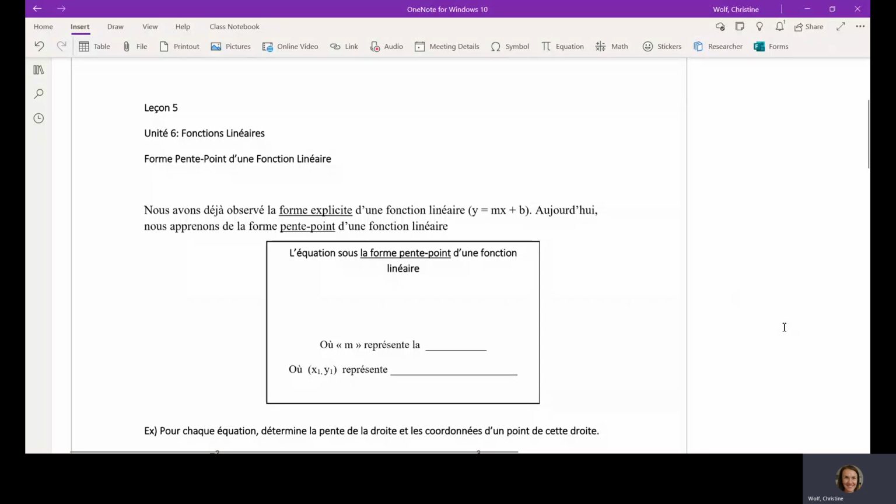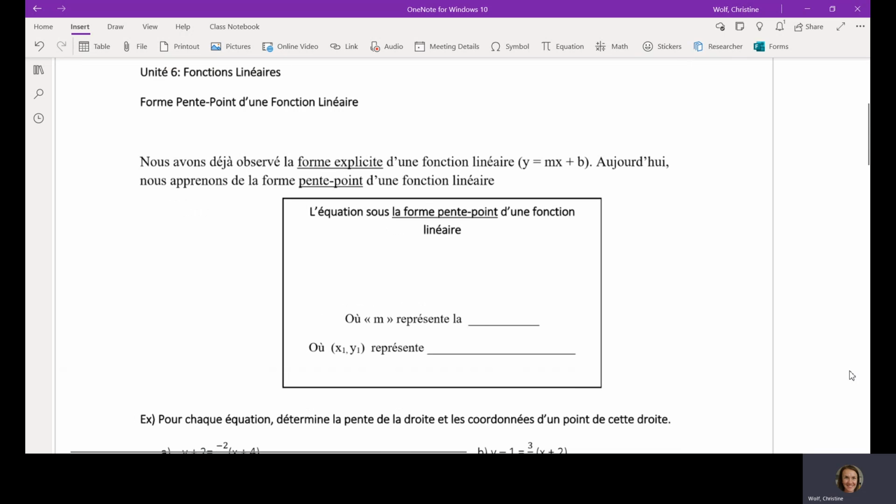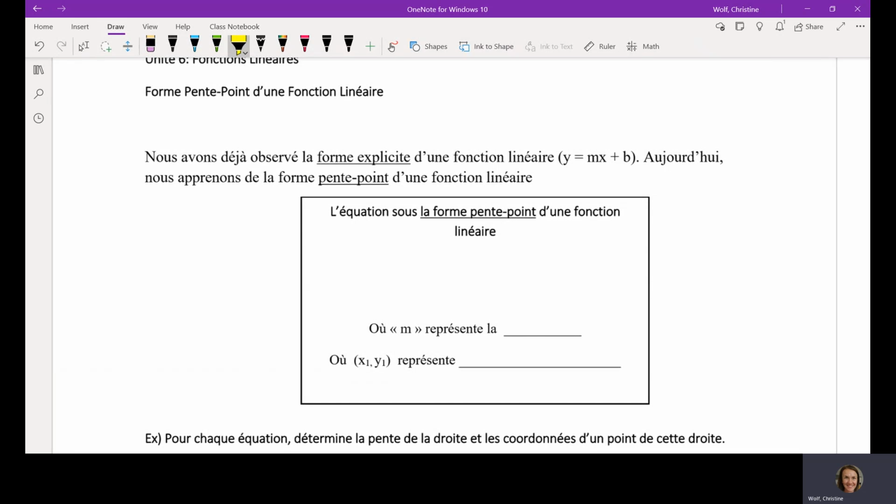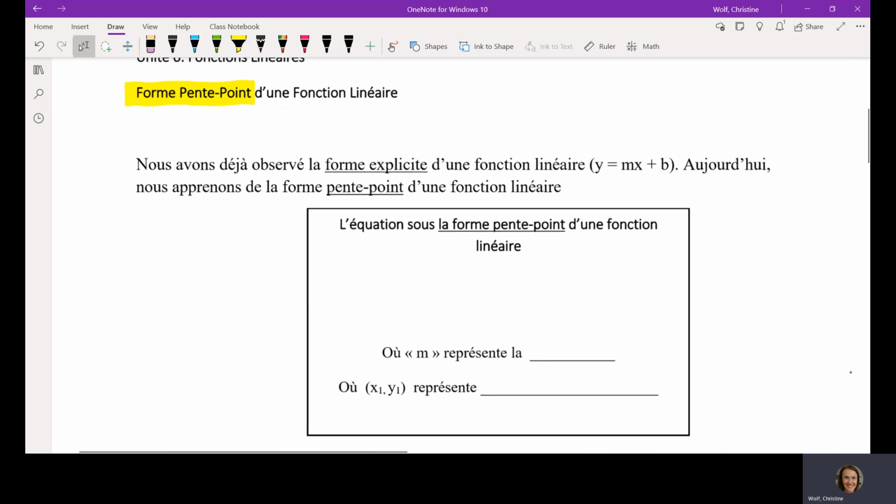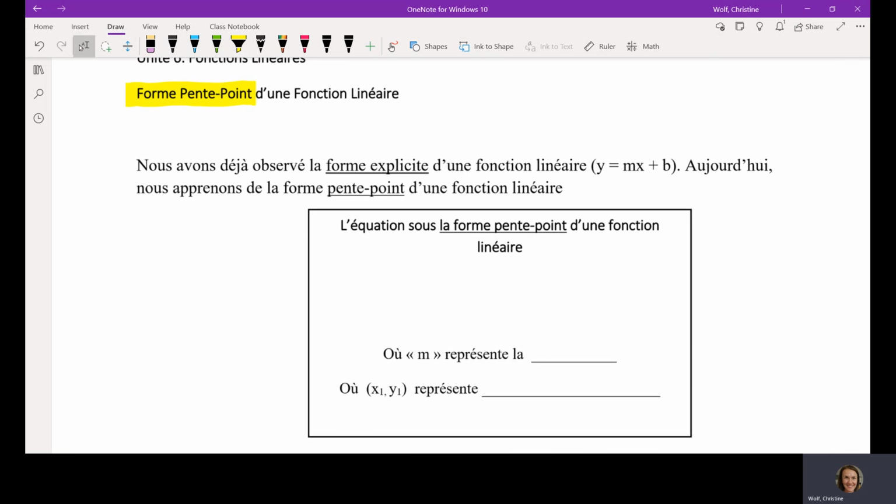OK. Leçon 5. Ça, c'est déjà la deuxième dernière leçon d'unité. Vous avez seulement leçon 6 à faire vous-même. So, leçon 5, ce qu'on fait maintenant, c'est tout à propos d'une autre forme d'équation. C'est appelé la forme pente-point, parce que l'équation te donne la pente et un point sur la ligne.